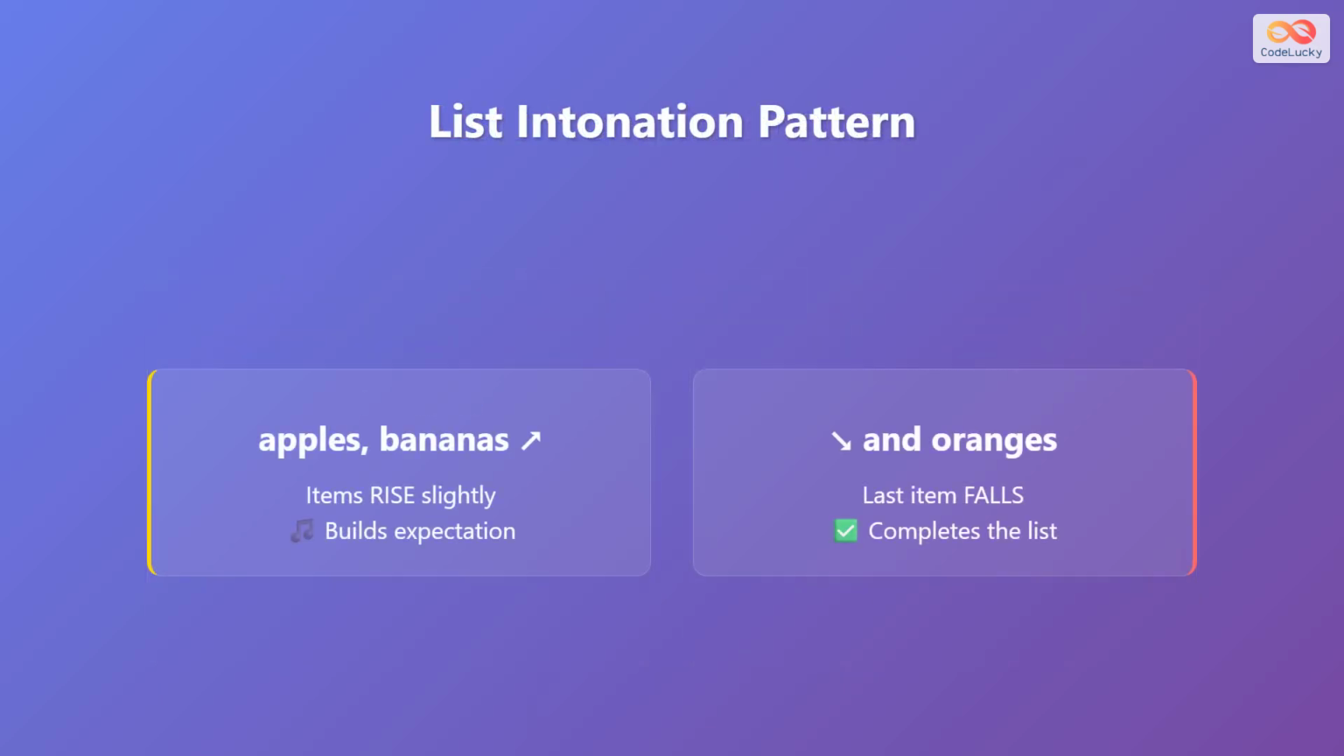The pattern for list intonation is simple. First, the items in the list rise slightly in pitch. Say apples with your voice going up, then bananas also going up. This rising pitch tells the listener more items are coming, but the last item, the words and oranges, falls in pitch. This falling pitch tells the listener the list is complete. Up, up, down.